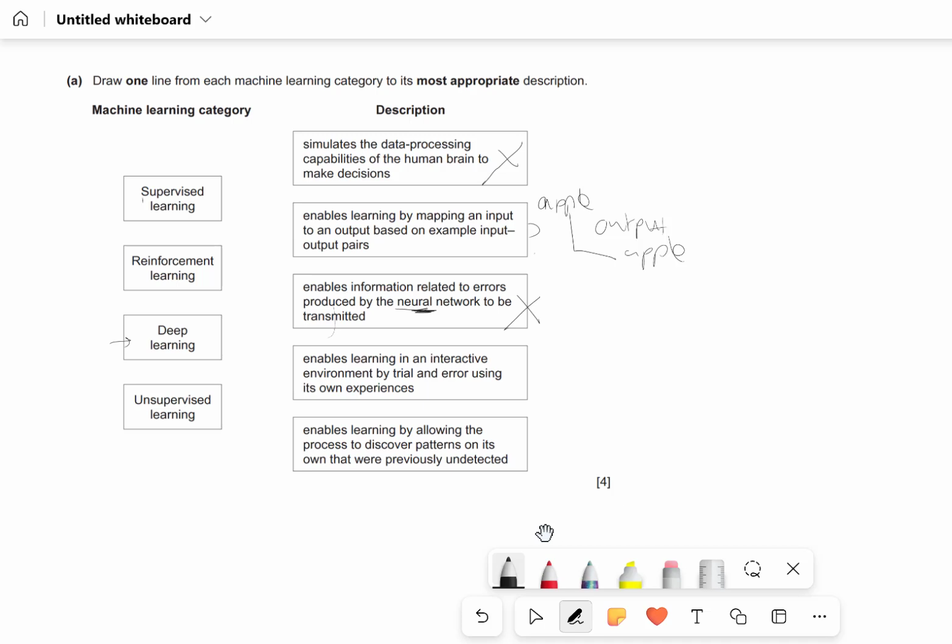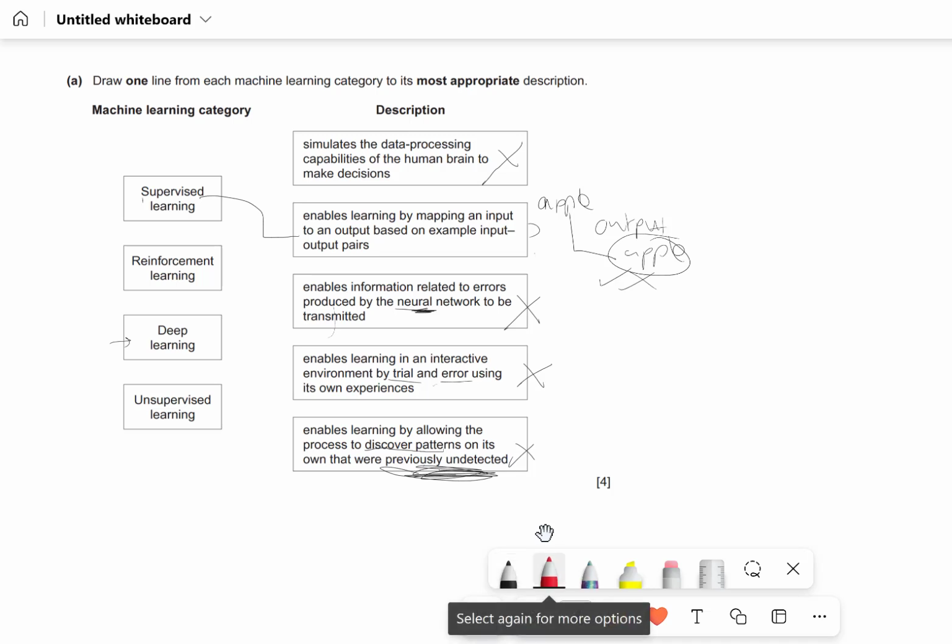Enables learning in an interactive environment by trial and error, using its own experiences. I know that this isn't to do with supervised learning. We should know what this one is, where it talks about trial and error. Enables learning by allowing processors to discover patterns. So I know it's not that one, because I know what this is, because it looks at patterns which weren't previously detected. So supervised learning is this. Even though it doesn't mention anything about labels, it means mapping, matching an input, like an apple, to the result. I believe it's an apple, and does it match or doesn't match?